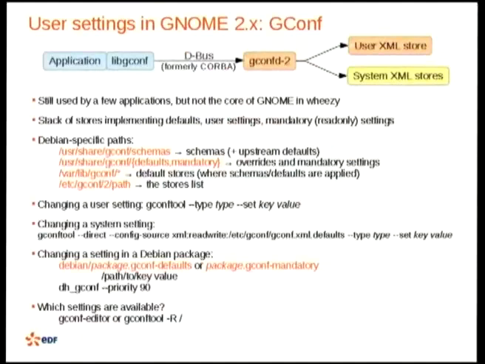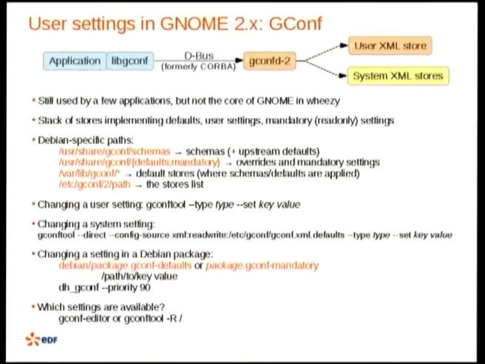In GNOME 2.30 and still for a few applications, user settings are defined through the well-known GConf. GConf works well, in not such a complicated way. There is a library, there is a daemon, which is spawned by D-Bus. It used to be spawned by CORBA, but since Squeeze it is spawned by D-Bus. And the daemon accesses stores of settings, which are XML trees, nothing more, nothing less.